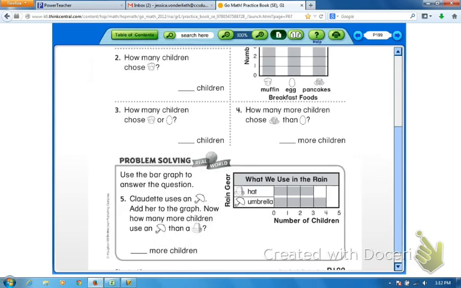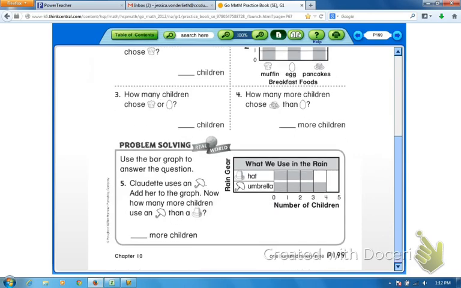At the bottom is another bar graph, and we've learned in class they can be drawn either way. It says Claudette uses an umbrella, add her to the graph. So we already have a graph of students, and we have to add another one. And then with that new information, we answer the next question. Now, how many more children use umbrella than a hat? So we would say 5 take away 3 would be 2 more children.